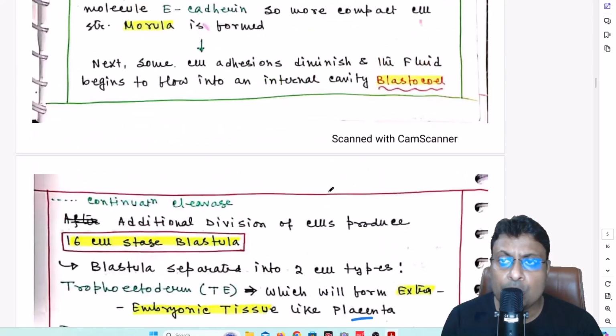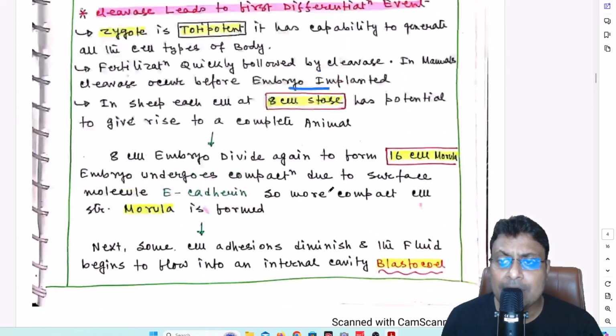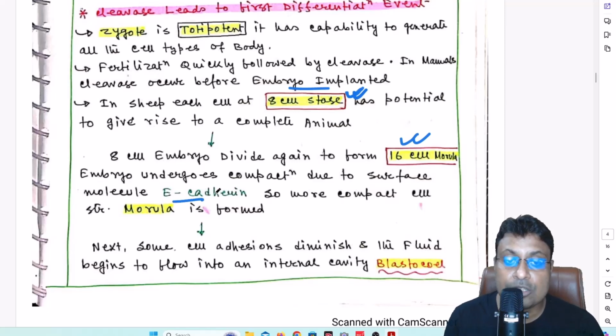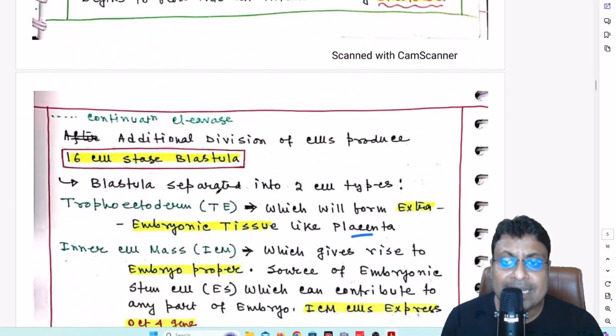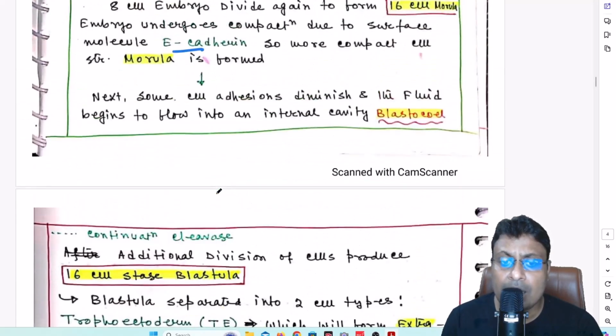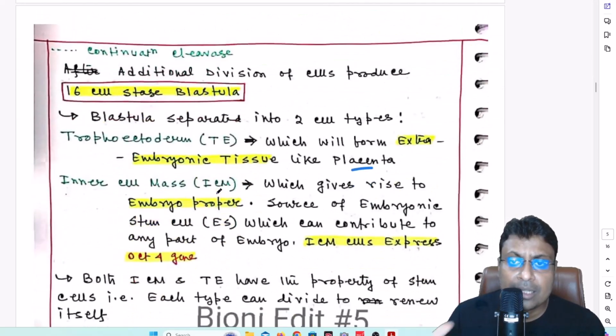And here you should notice how many types of cells can be found in the morula and how many types of cells can be found in the blastula. The zygote first forms the 8 cell stage, right? So this is the 8 cell stage, and the morula is the 16 cell stage. The morula contains 16 cells, and these cells remain compacted by a special kind of protein known as E-cadherin. And the blastula also contains 16 cells like the morula, but in the blastula a fluid filled cavity is formed, which is known as the blastocoel.